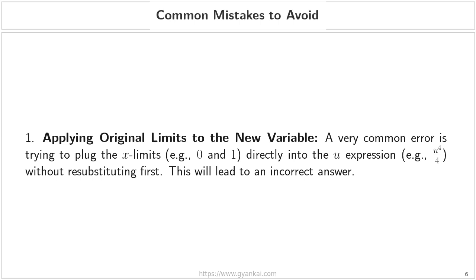This is extremely common. Remember, when we do substitution, we temporarily switch to working with the variable u. It's tempting, after you've integrated and have an expression in terms of u, to just plug in the original limits, like 0 and 1 from our previous example, directly into that u expression. But that's a big no-no. You must first resubstitute. You need to get everything back in terms of x before you apply those limits. If you don't, you're essentially evaluating the integral of a completely different function.